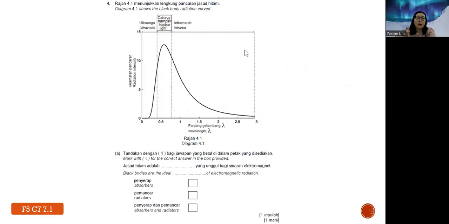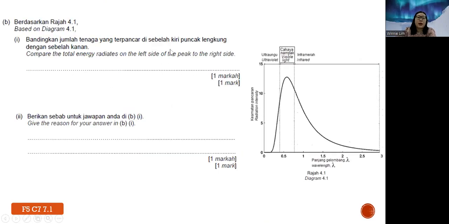Question 4. Diagram 4.1 shows the black body radiation curve. Mark with a tick the correct answer in the box provided. A black body is the ideal what of electromagnetic radiation? Basically they are both absorber and radiator, so you tick the correct box. Next, compare the total energy radiated on the left side of the peak to the right side. That means they want you to compare the energy in this area with this area.